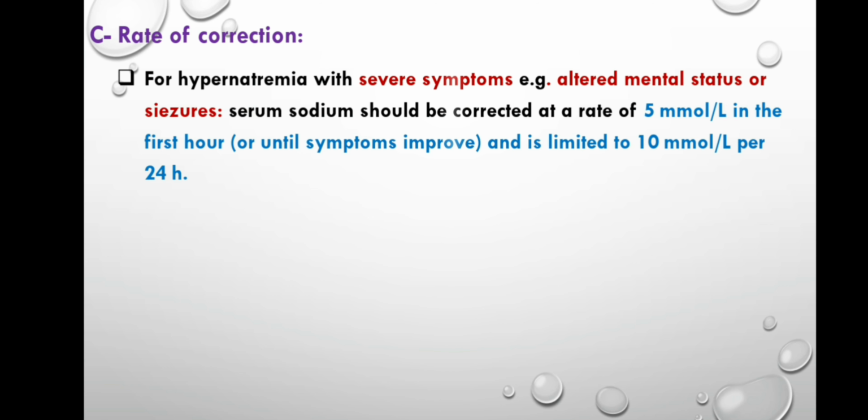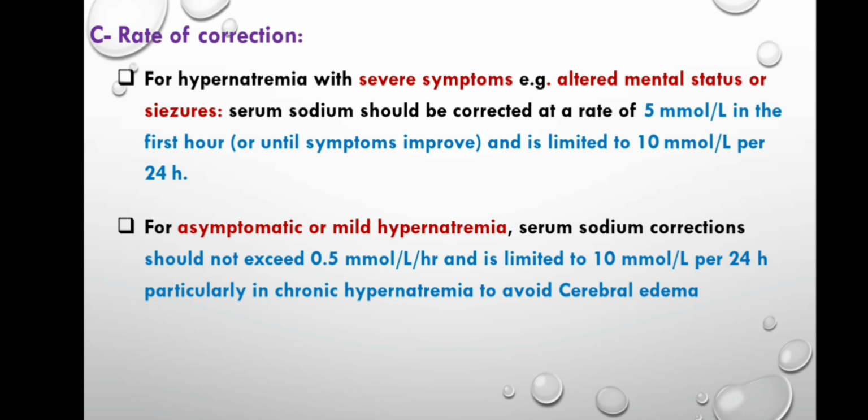If the patient has severe symptoms like altered mental status or seizures, you should correct the sodium in the first hour by 5 millimole, and in the rest of the 24 hours, you should increase the other 5 millimole, and the total shouldn't exceed 10. But in the first hour, you can increase about 5 millimole per liter to alleviate symptoms, to control symptoms like seizure.